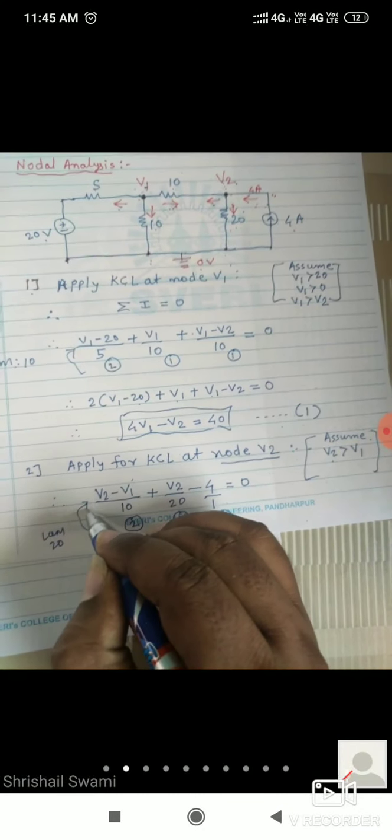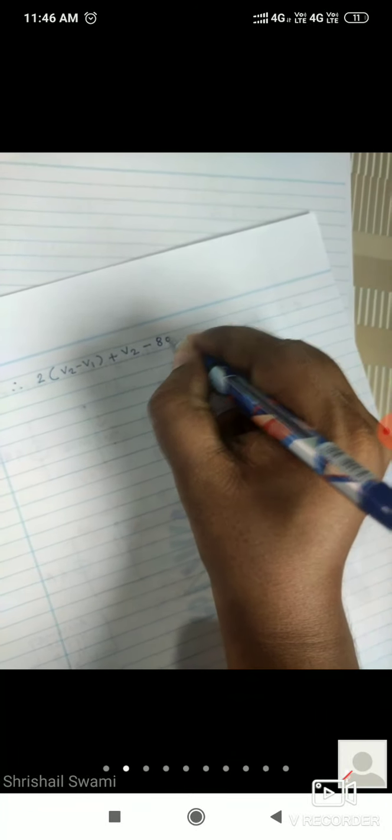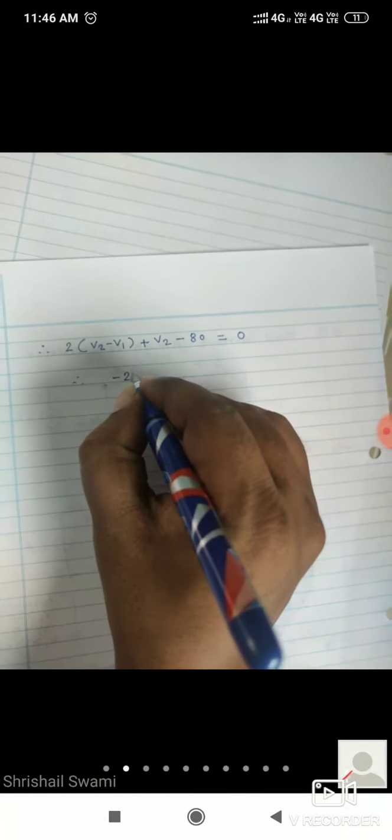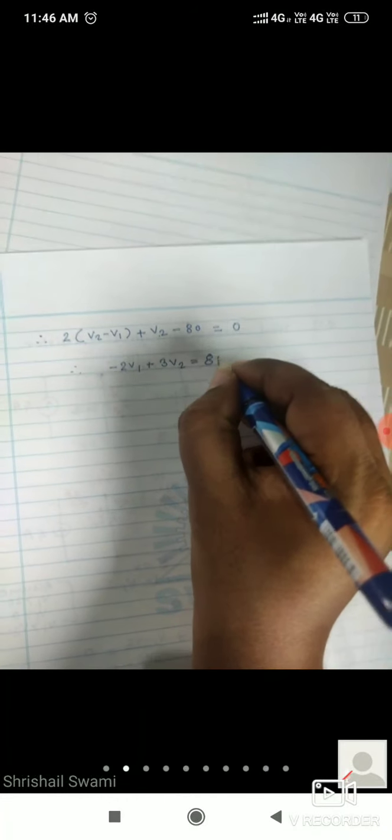So multiply with respect to the numerator. In that case, 2 into V2 minus V1 plus V2 minus 20 into 4 is minus 80, divided by 20, is equal to 0. So when it goes to the right hand side, it becomes 0. So solve now this equation. Minus 2V1, so 2V2 and this V2 becomes 3V2, and minus 80 goes to the right hand side, becomes plus 80. So this will be the second equation.